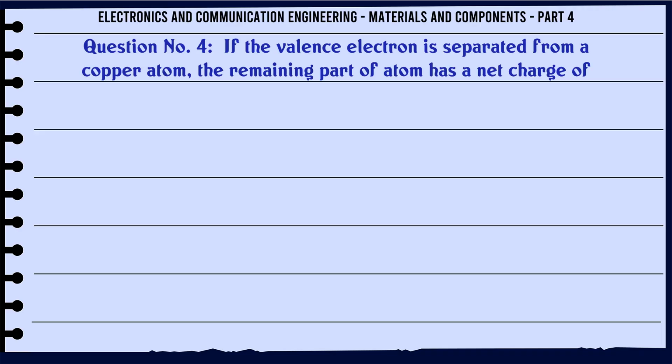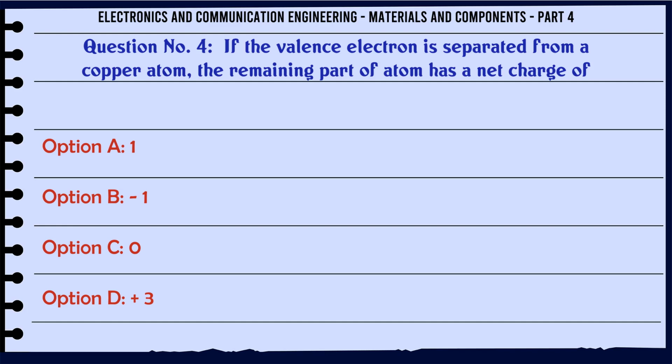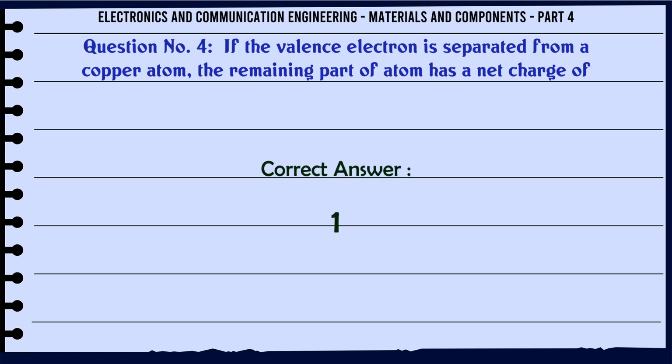If the valence electron is separated from a copper atom, the remaining part of the atom has a net charge of A. 1, B. -1, C. 0, D. 3. The correct answer is 1.